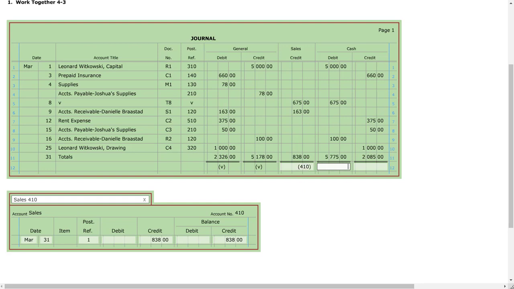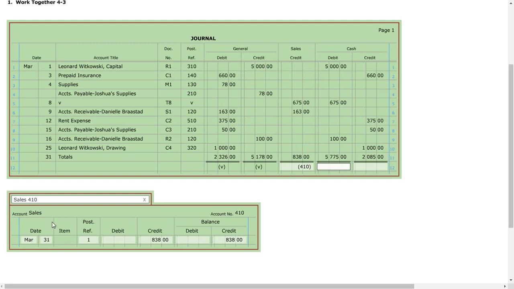Now, why does it need to be parentheses? Anyone want to guess? What if I didn't put parentheses here? What would it look like? It would look like $410, right? And we don't want it to look like an amount value affecting it. We want it to just be our account number. So we always put down here in our columns, if it is a post reference number, in parentheses to make it stand out so it's clear that it's not money value.